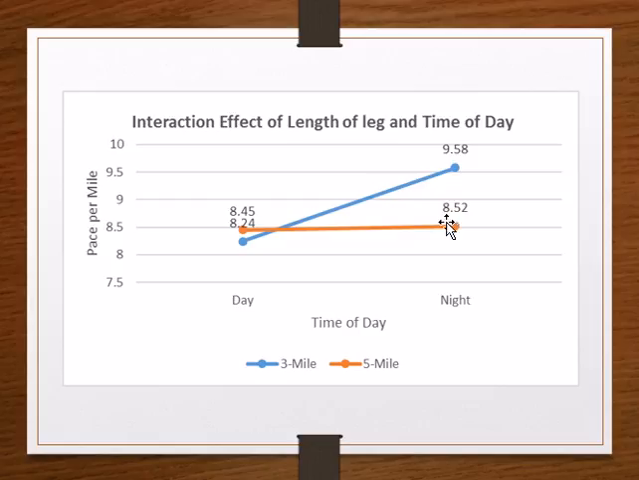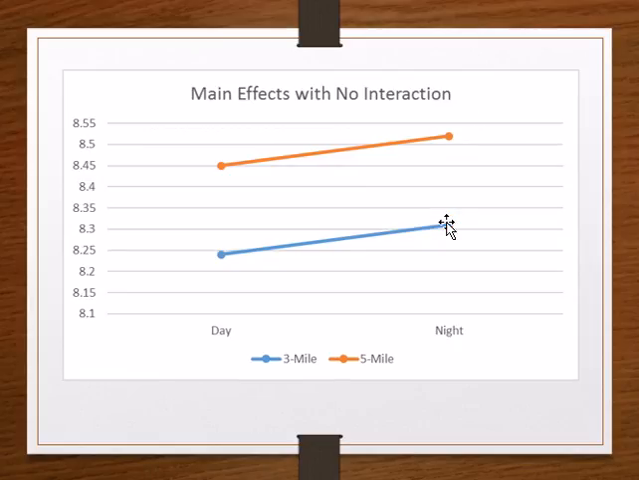And so I'm going to show you as a counterpoint what it would look like if we didn't have an interaction between these two variables. And this is what it would look like if we didn't have an interaction. So for example, for the 3-mile run, day will be easier than night. For the 5-mile run, day is easier than night. There's no change. There's no interaction between the two. They're not crossing. They're not interacting in any way, shape, or form. And also, in the daytime, my 3 miles is going to be quicker than my 5 miles. And at night, my 3 mile is going to be quicker than my 5 miles. And so this is an example of main effects with no interaction.